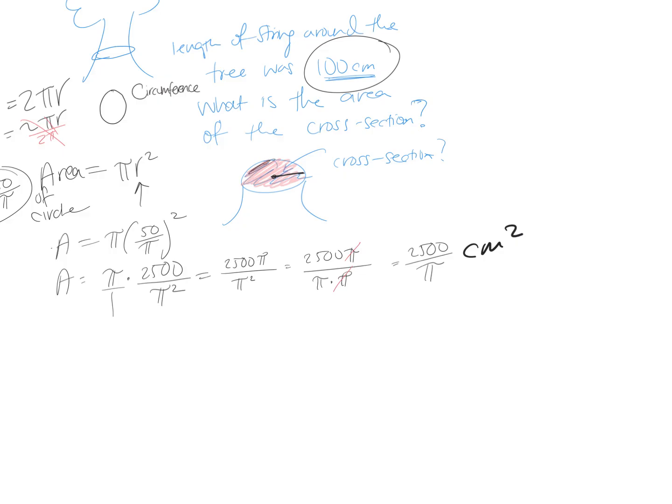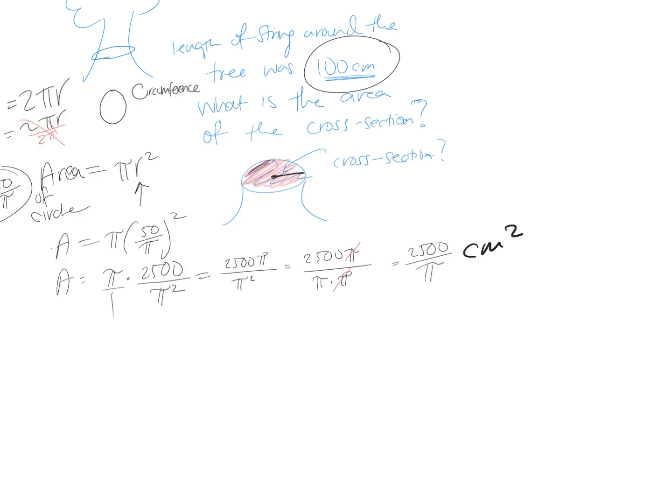Okay, so whenever they give us circumference, we use the circumference formula to find the radius. Sometimes you can use circumference to find area, and you can use area to find circumference, because both of the formulas have radius in them. So you can use each formula for each other.